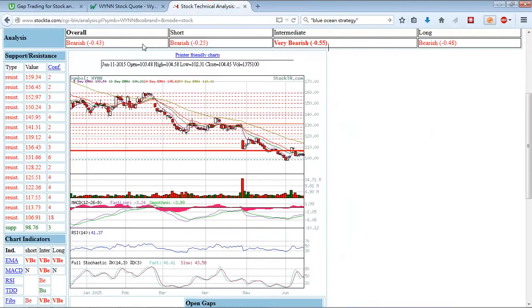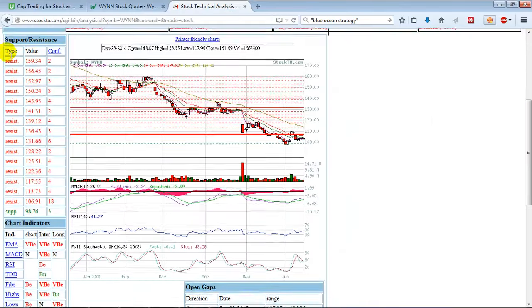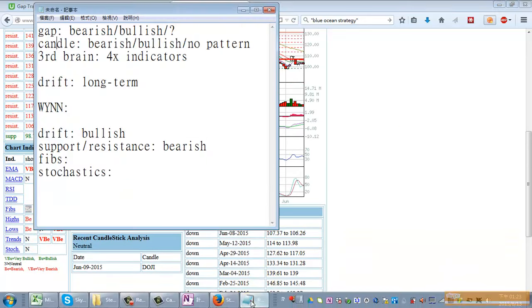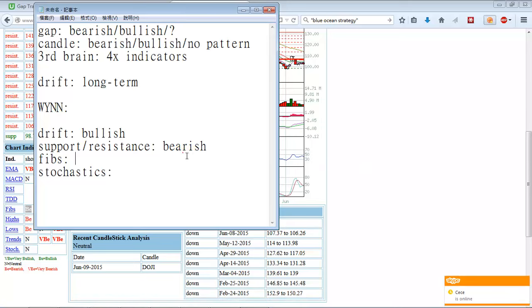Now let's move on to the next one, the Fibonacci's. All you have to do is scroll down to where it says Fibs over here. Make sure you look at short term, because we're swing trading, and see if it's red or green. In this case, it's red. It's bearish. So the Fibonacci's gives us bearish. Now what do the Fibonacci's mean?